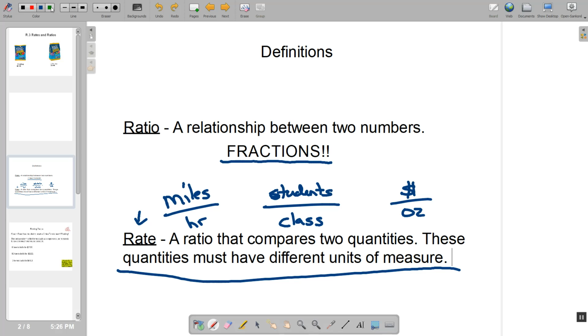One final thing before we move on from this slide. Right here, when I say dollars per ounce, the word per means division. So anytime you say per, miles per hour, students per class, dollars per ounce, that means the first number divided by the second.